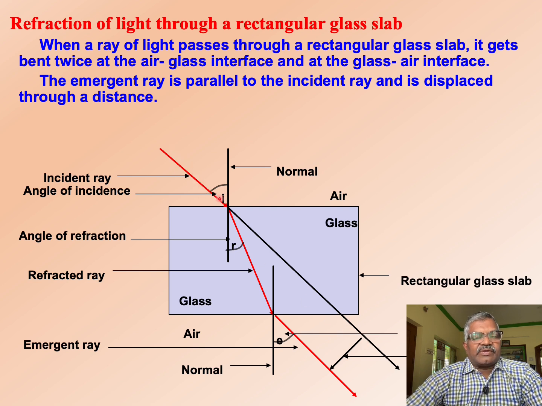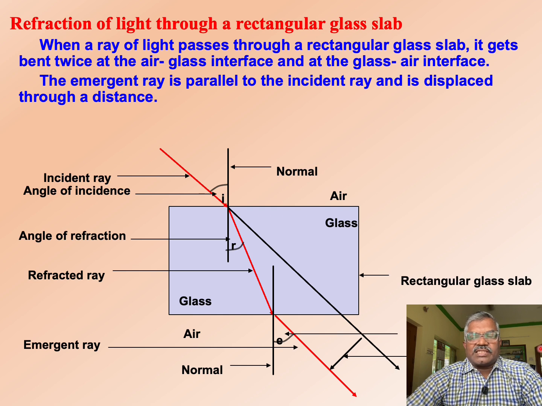It will enter from air to glass, rarer to denser. It will bend towards the normal. See here, the light is bending towards the normal. Then again, glass to air, denser to rarer, it will bend away from the normal. So, this way you can explain how refraction takes place in the glass slab.